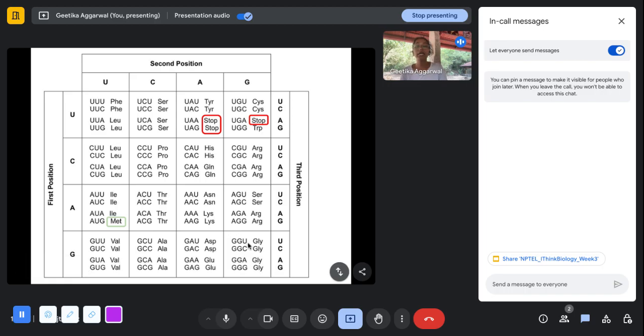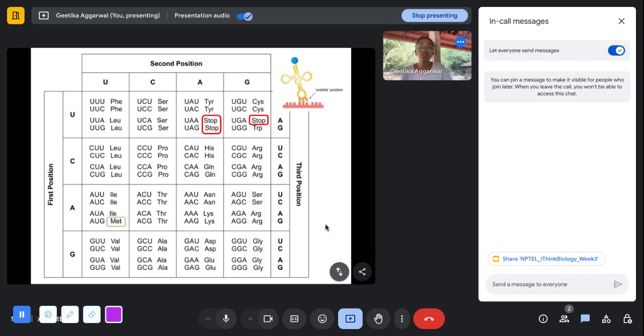One thing to keep in mind is that this last base is called the wobble base or the wobble position, because in a lot of these places you can replace the last base with any other one, and it will still code for the same amino acid. For example, in glycine and arginine, you can replace the last base with any of the four, and it will still code for the same amino acid. That's why it's called the wobble position.